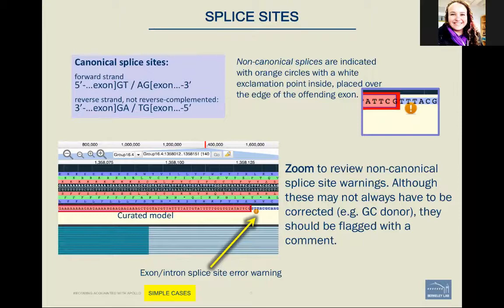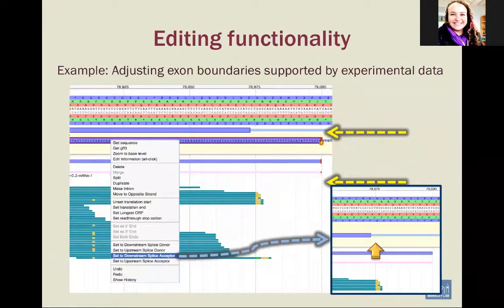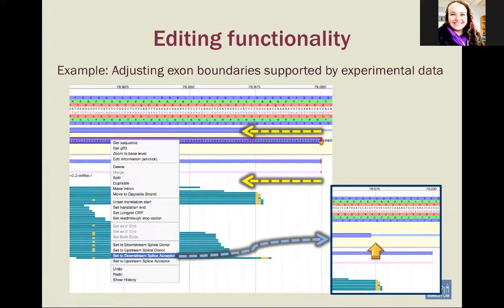So to demonstrate this in an example, I'm showing you here that you can adjust the boundaries as supported by the experimental data by using a similar technique to what we did for the 5' end. What you do is you go to the gene model that you're trying to modify, right click, and then ask Apollo to seek the next available splice donor or acceptor as it corresponds, upstream or downstream.